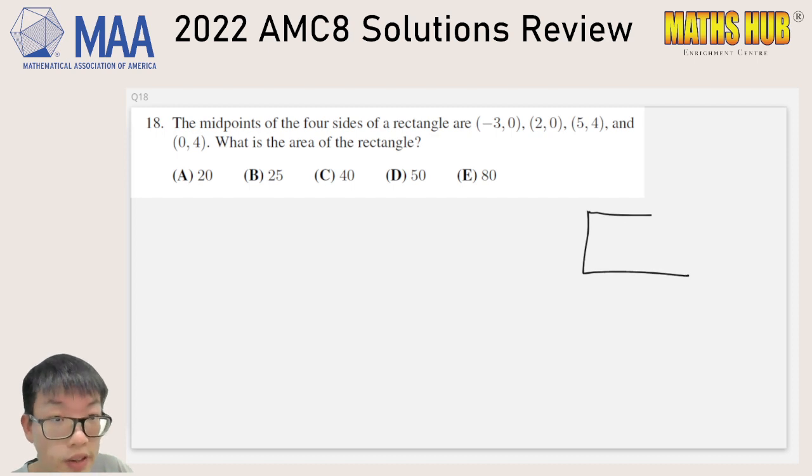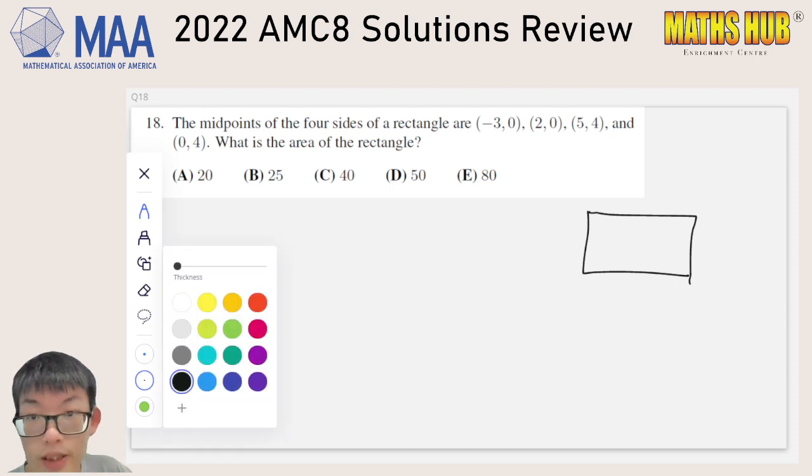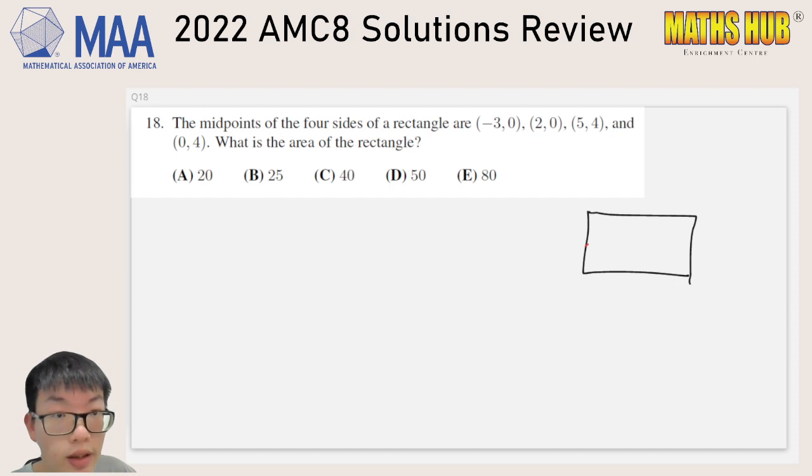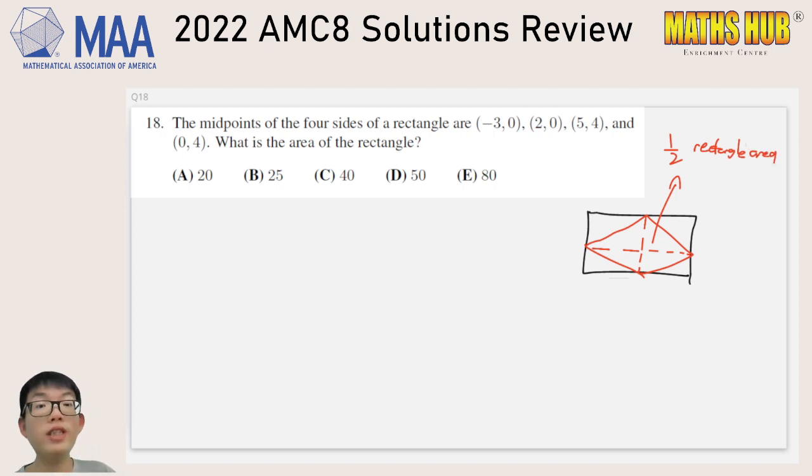Because for any rectangle, if we connect up the 4 midpoints, it will give us a rhombus. But more importantly, it will give me a rhombus that is half the rectangle's area. So if I can draw these 4 points and see how the rhombus looks, then I will know what the area is quite easily.